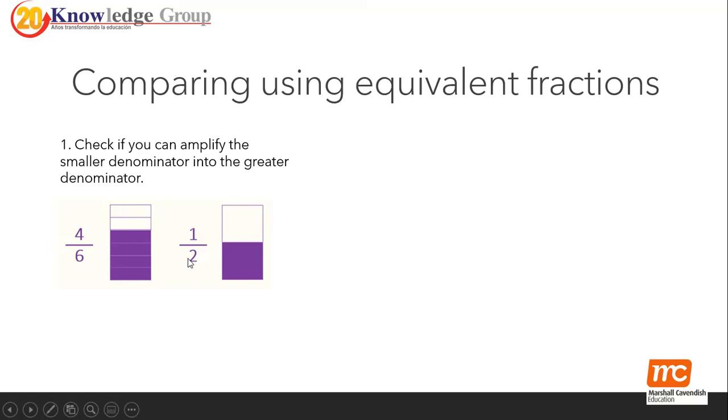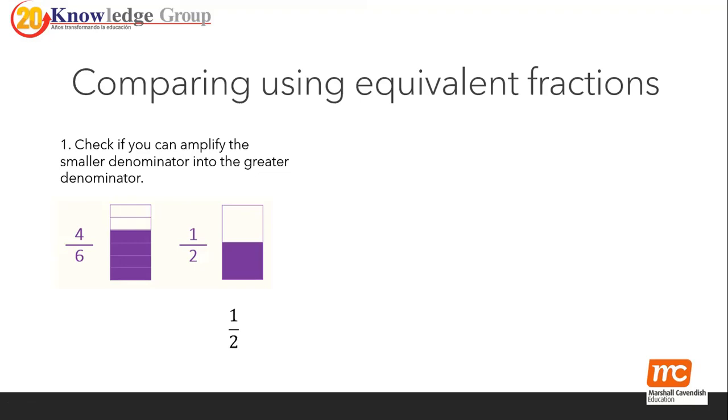So you're going to check if you can multiply the smaller denominator by any number and turn it into the greater denominator. In this case, I have 1/2 and 4/6. The smaller denominator is 2. Is there any way I can multiply number 2 by any other number and turn it into 6? Yes, I can multiply by 3.